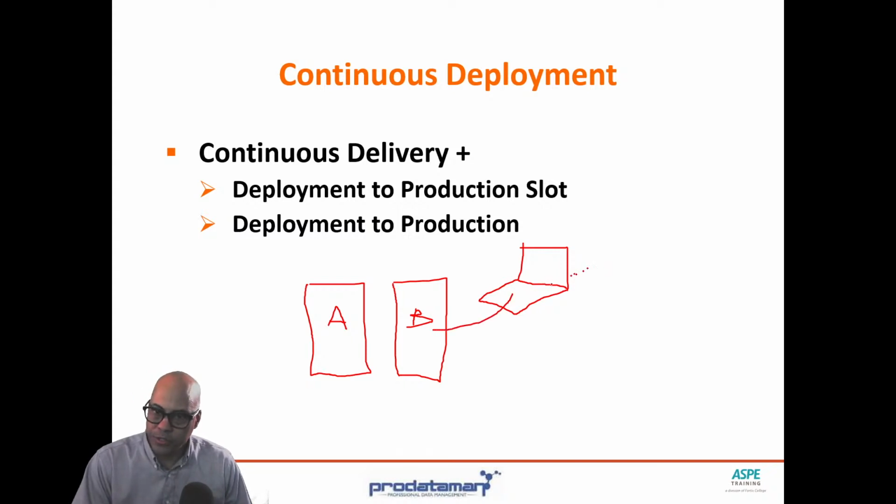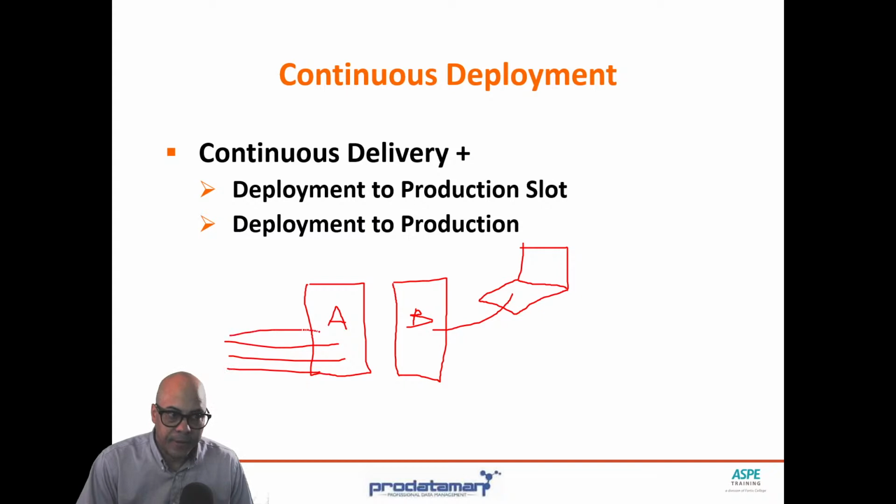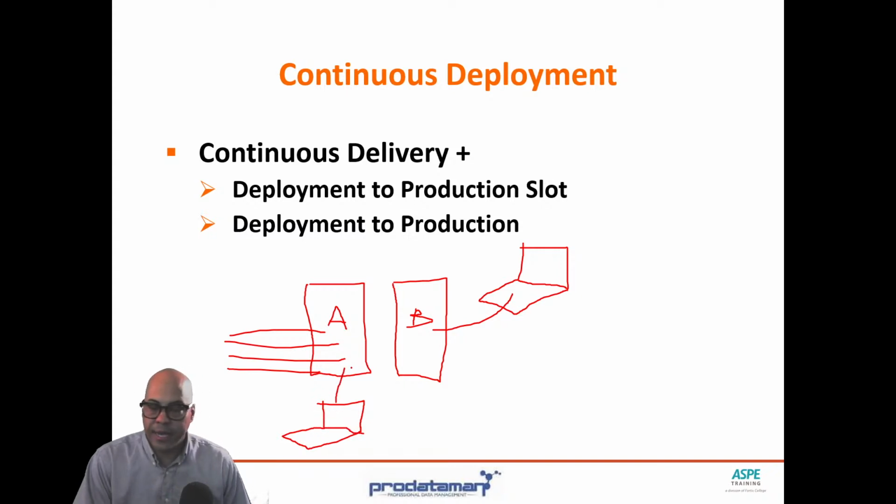So while our users are using our production version of the application on slot B, we are doing continuous deployment to slot A, right? And then we can have our focus group of users, our small select group of users that we have given access to our beta environment. They can run against slot A.